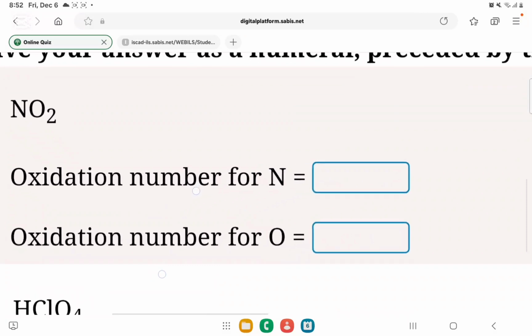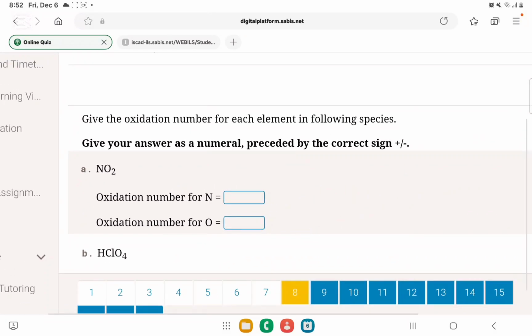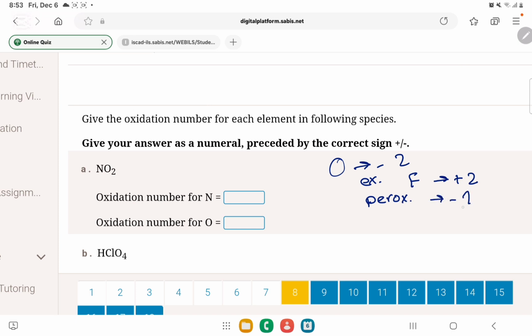Okay, here you have to find the oxidation number. We know oxygen is always -2, except when it's with F, where it would be +2, and if it's in a peroxide, it would be -1. And again, a peroxide is just any element from group 1, and then you add a 2, and then O2. So here it's not a peroxide and doesn't have F. So the oxidation number of O is -2.